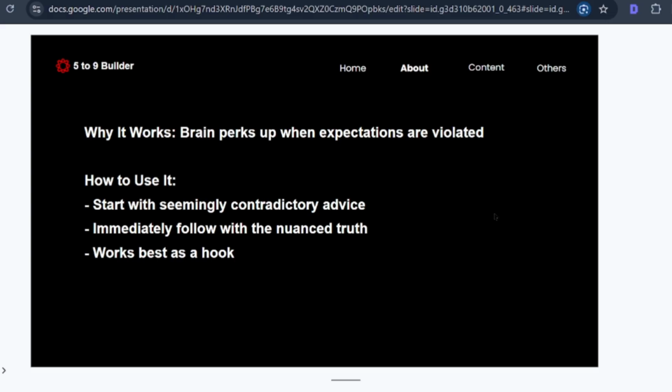All right. Now, how to use it? Start with seemingly contradictory advice, immediately follow with the nuanced truth, and it works best as a hook. So you can use this as a hook, just like we have seen above. Usually you can use this pattern interrupt for a hook.